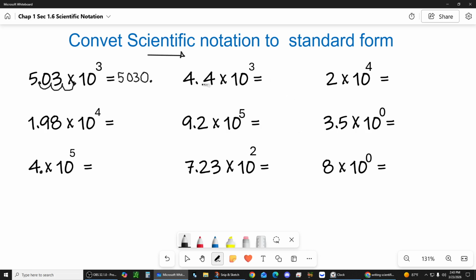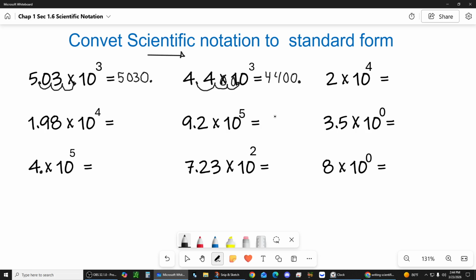Now, look at the next one. How many units? 3 units. Starting right here, that would be 1, 2, 3 units. So for the answer, I'm going to write 4, then that will be the second one right here, and then 2 zeros, 1 and 2. And then put the decimal point. Okay, the answer should be 4,400.